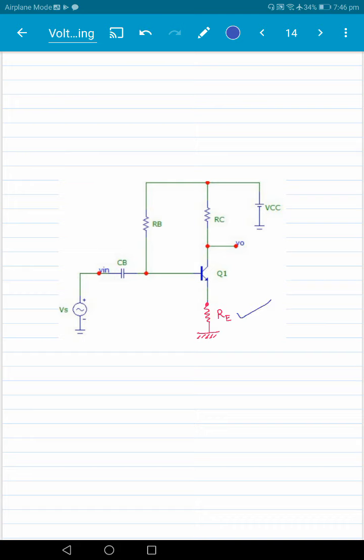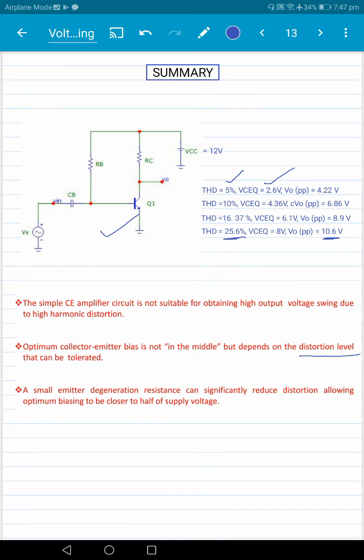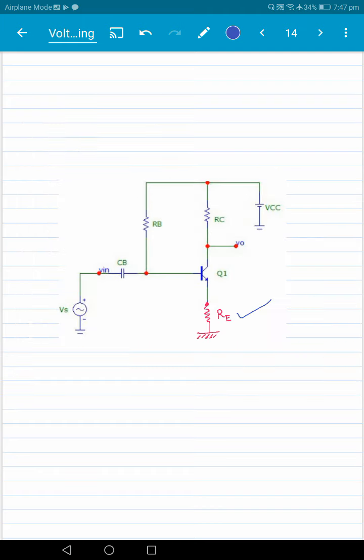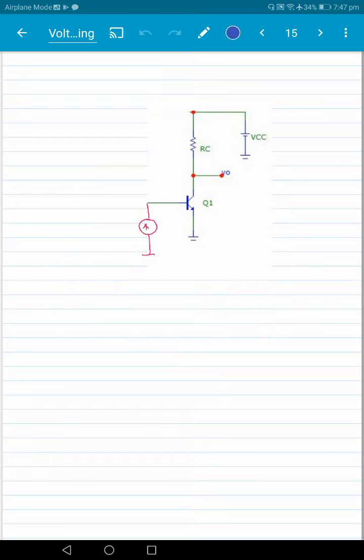A small RE here, 20 ohms, 30 ohms, will help in reducing distortion and will help you in getting a larger swing with acceptable distortion here. And if you're wondering why at many places perhaps you've read that biasing in the middle gives you the best or the highest output voltage swing, probably it is an outgrowth of that if you take your transistor and not excite it with a voltage but with a current.